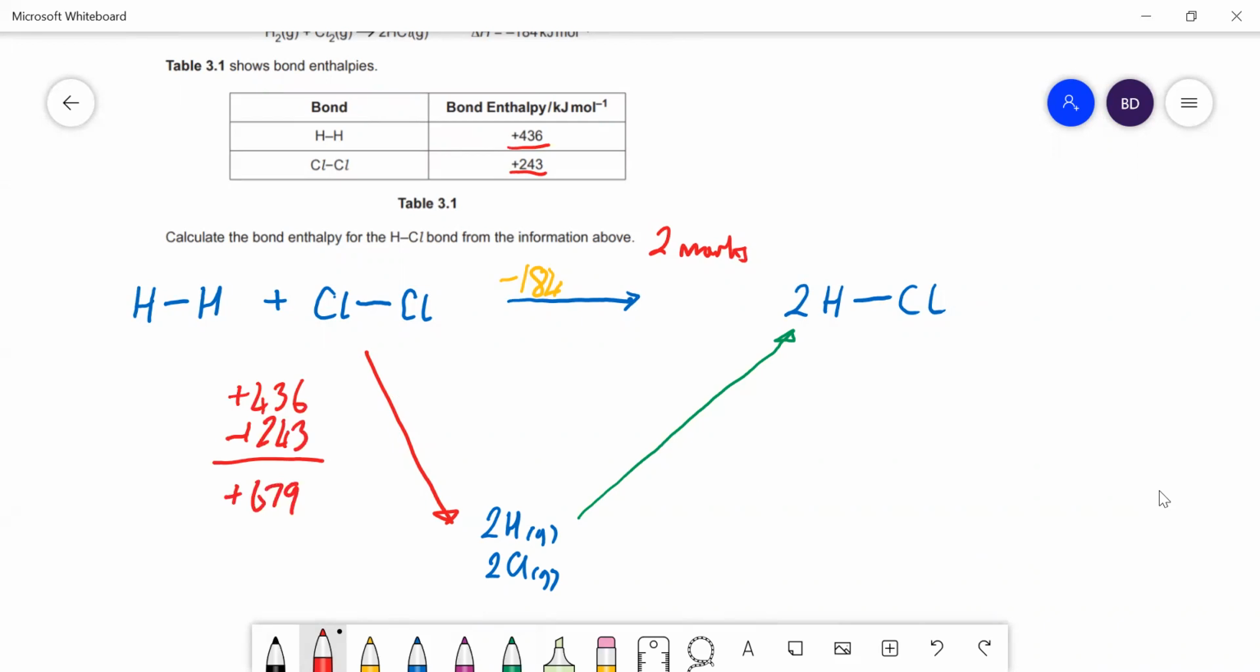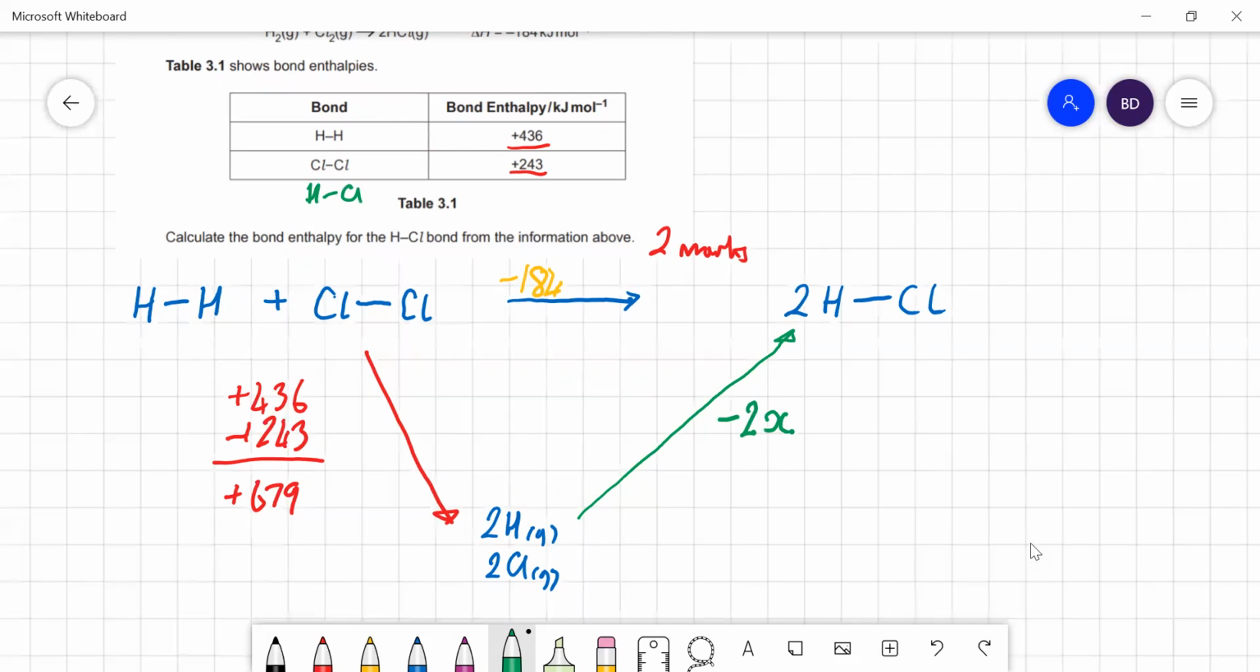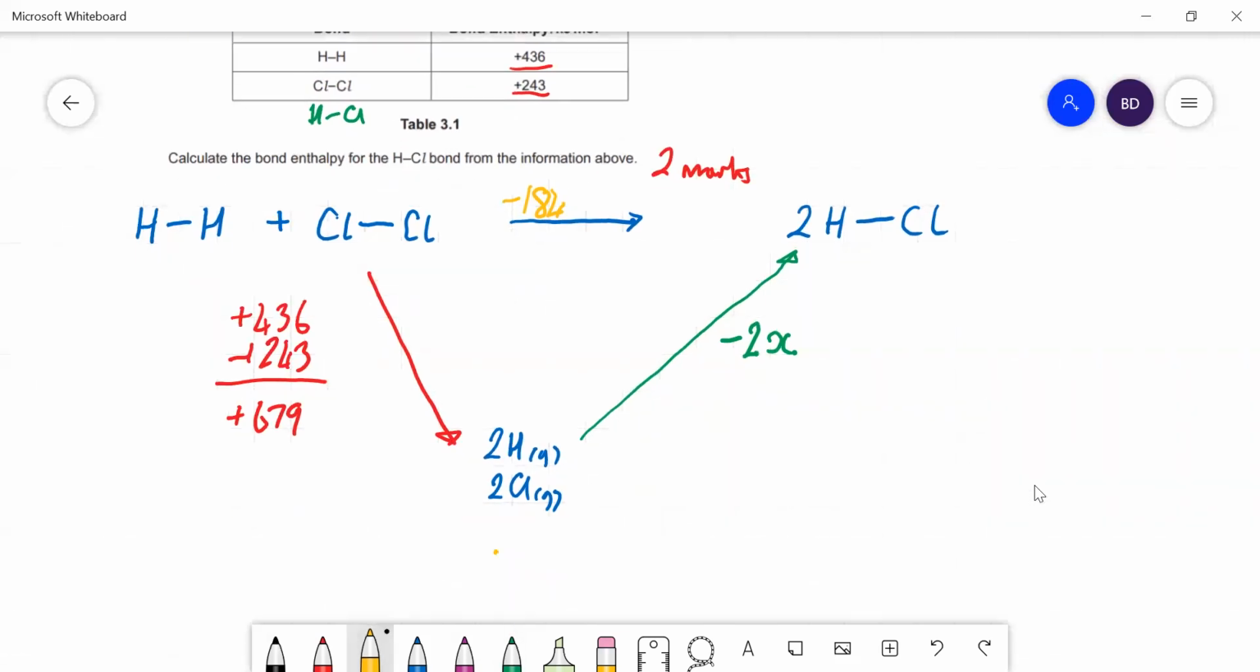And what we're doing on this green arrow, well, we're forming 2 bonds of HCl. Let's call the bond energy of that X. It's going to be minus 2x because we're forming those bonds, so it's exothermic, so it's a negative value. Right, now all we've got to do is put those in. So we know that minus 184, by Hess's law, is equal to this red number here, plus 679, plus minus 2x.